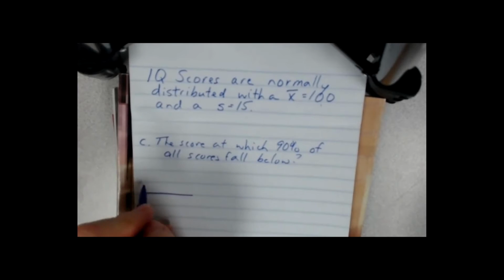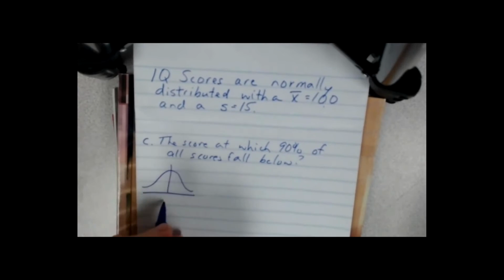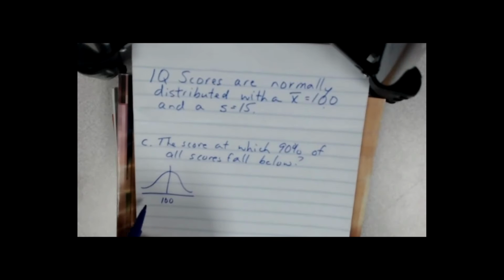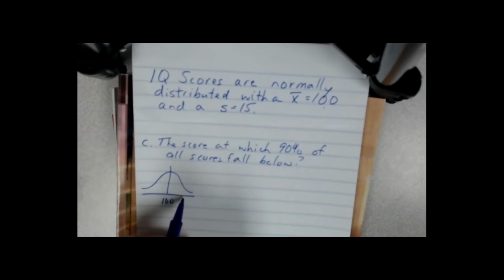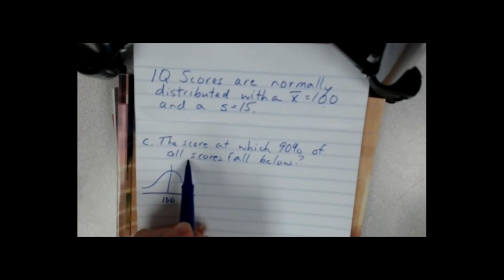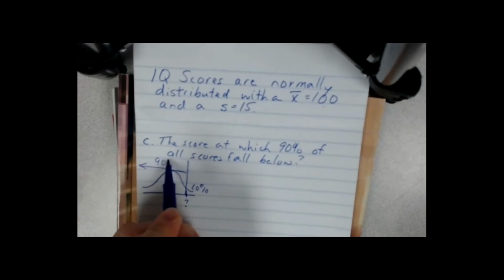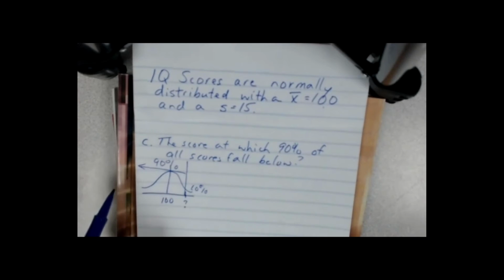Again, I'm going to draw my curve because that helps me immensely. So I know my mean is 100, but now I've got a different kind of question. What this question is saying is if I start at the very bottom and I start taking in IQ scores, how far over do I have to go? So what is this number when I have taken in 90% of the scores? That means that there are 10% above it and 90% below it. So it's essentially saying the 90th percentile, right? What's the 90th percentile score?